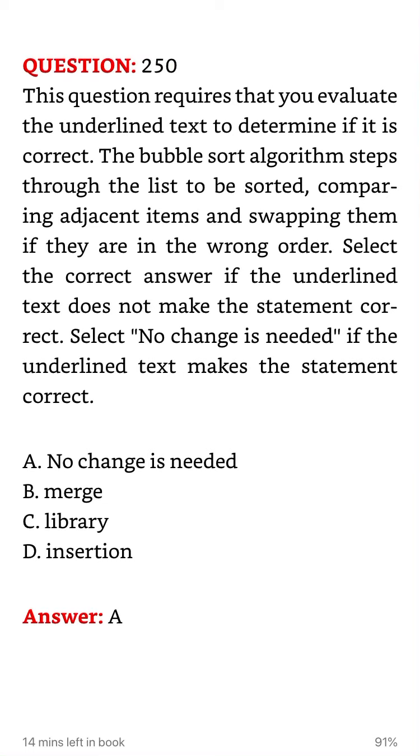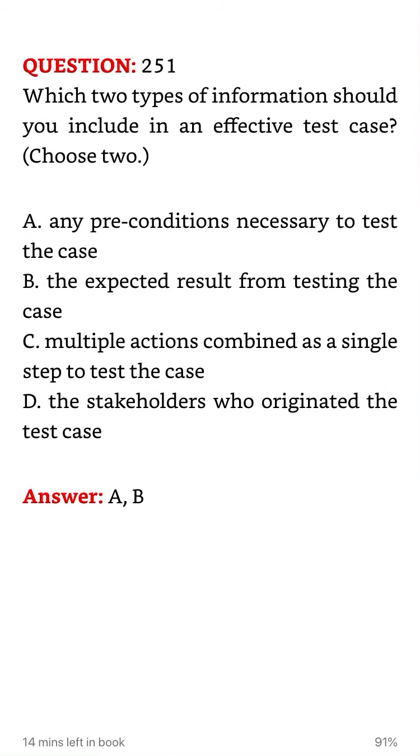This question requires that you evaluate the underlying text to determine if it is correct. The bubble sort algorithm steps through the list to be sorted, comparing adjacent items and swapping them if they are in the wrong order. So the answer is A, no change is needed. Question 251. Which 2 types of information should you include in an effective test case? Choose 2. A and B. Any precondition necessary to test the case and the expected result from testing the case.